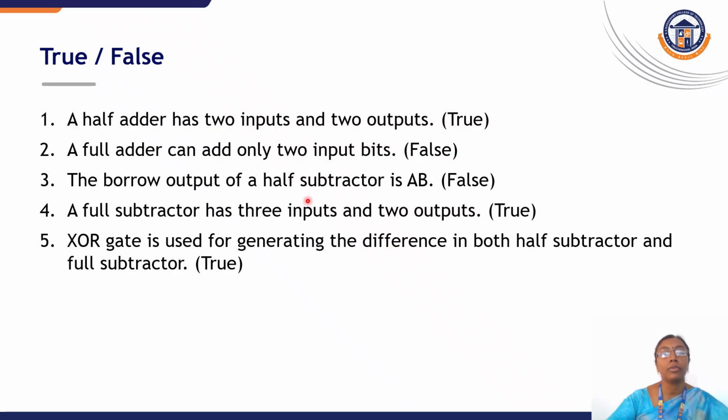The borrow output for a half adder is AB. False, it is A bar B. AB is the carry output for the half adder. A full subtractor has 3 inputs and 2 outputs. Yes. An XOR gate is used for generating the difference in the half subtractor and full subtractor. Yes.